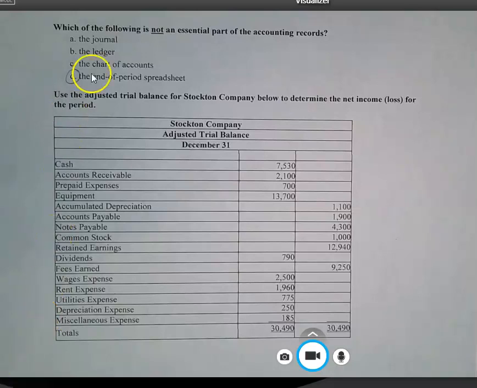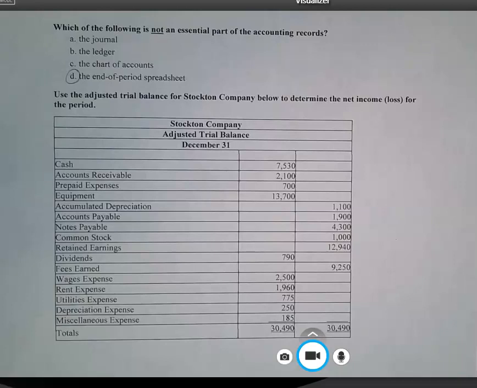All right. I put this little question in here and I've got the answer circled already. It says, which of the following is not an essential part of the accounting records? The journal is most definitely, the ledger, and the chart of accounts. These are all essential parts of the accounting records. The end of period spreadsheet, however, I want to bring up because this is an optional step.